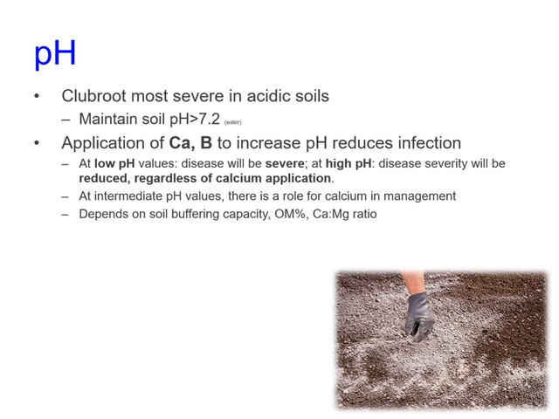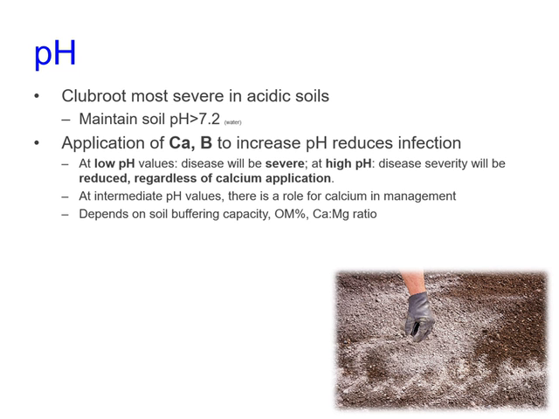So at low pH levels, in other words acidic pH, the disease will be quite severe. As the pH increases, the disease severity comes down, irrespective of the calcium application. At intermediate pH levels, around about 7, there is definitely a role for calcium in management of the disease. So basically what this says is calcium plays a role in management of the disease, but not at higher pHs, only at intermediate and relatively low pHs.